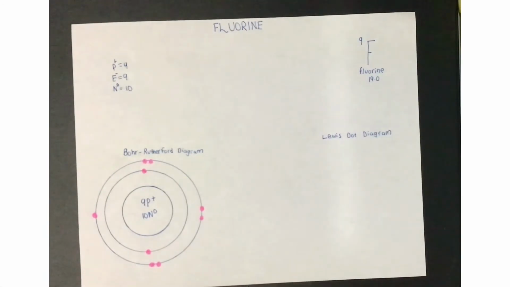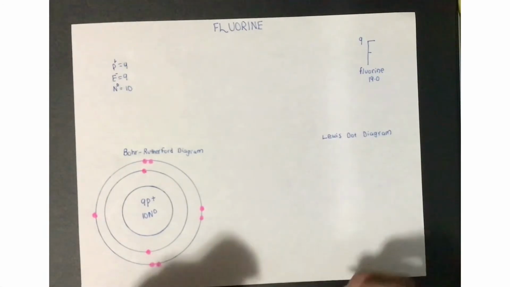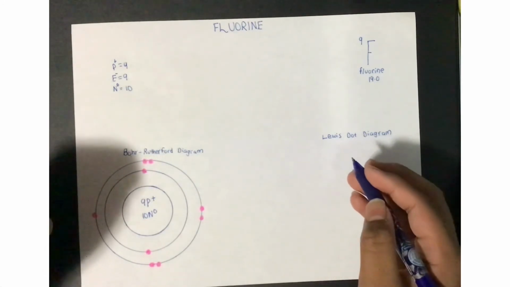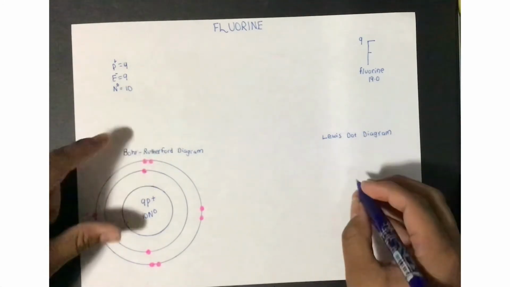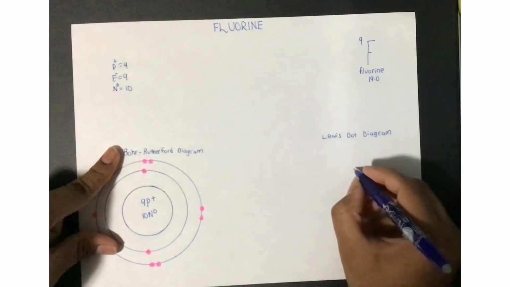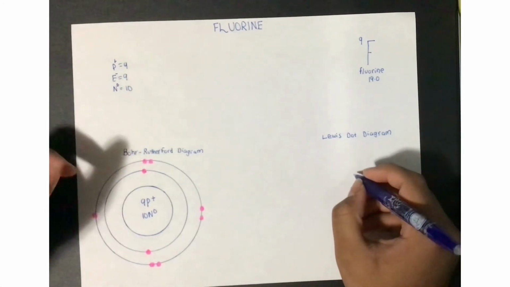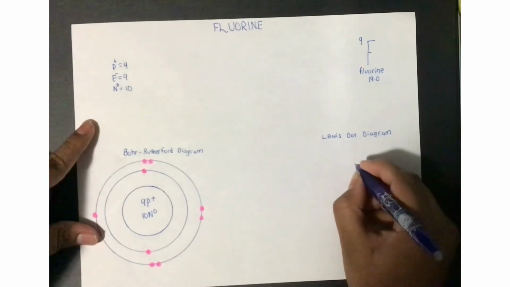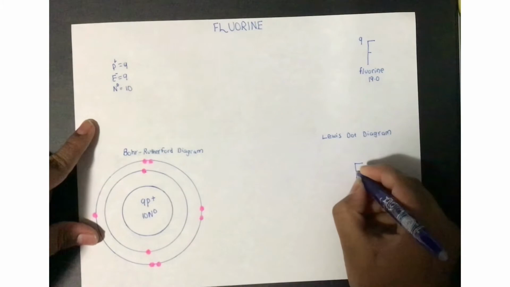Now let's get started with our Lewis dot diagram. For our Lewis dot diagram, we need the element symbol and the valence number. So let's draw the symbol first. Now we'll explain how to find the valence electrons in 2 ways. Fluorine's symbol is F.